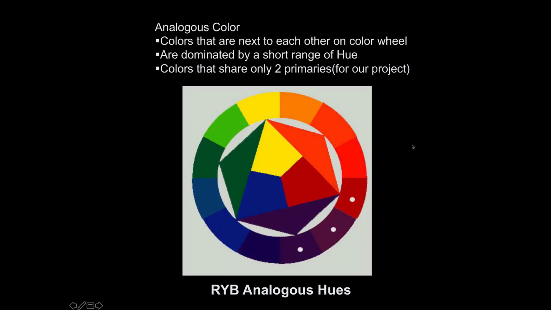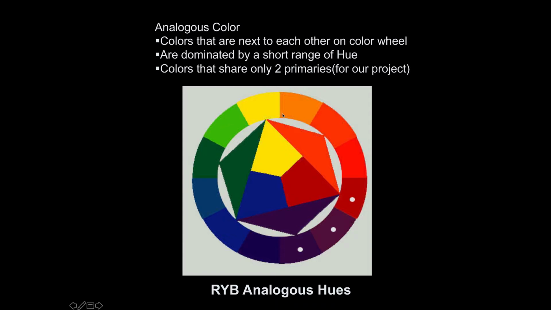All right, analogous colors are colors that are next to each other on the color wheel and are dominated by a short range of hue. For our project, we're going to stick to colors that share only two primaries. So for example, even though green, yellow, and orange are next to each other, they would actually share all three primaries because we have blue and yellow here, yellow, and then red and orange.